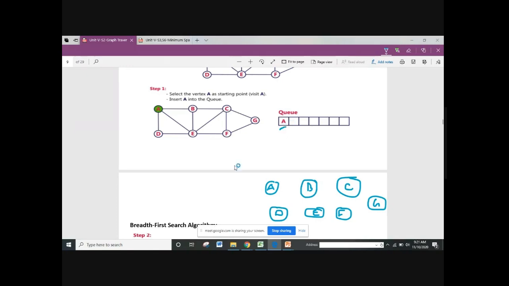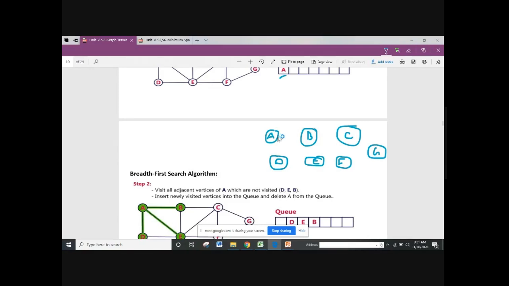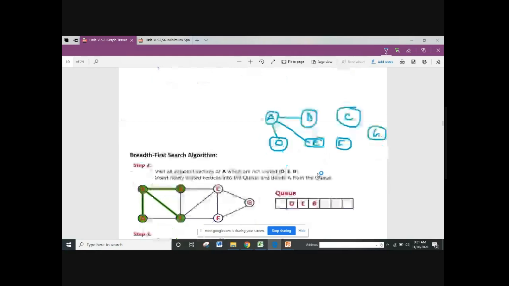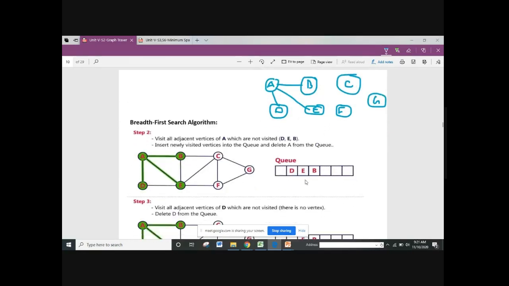And now when I'm going to DQ it, I will find out the adjacent vertices. Adjacent vertices are, so that alone I will darken now. A, my diagram, first one. First connection from Breadth First Search: A, B, D. So D, E, B I have pushed inside the queue now. So when I'm pushing, which one has to be DQ'd? D has to be DQ'd now. This has to come out now.